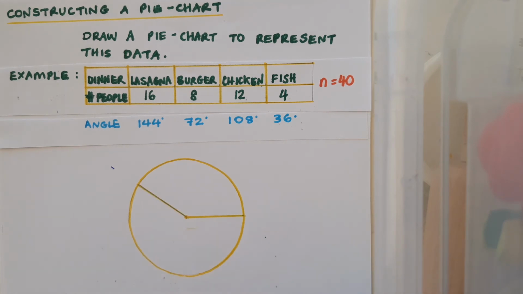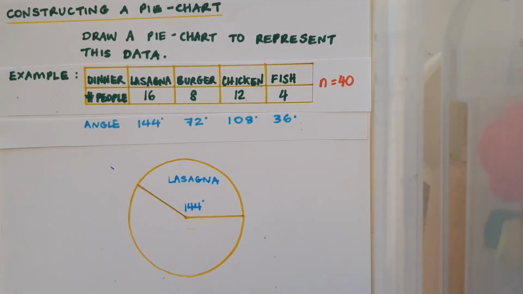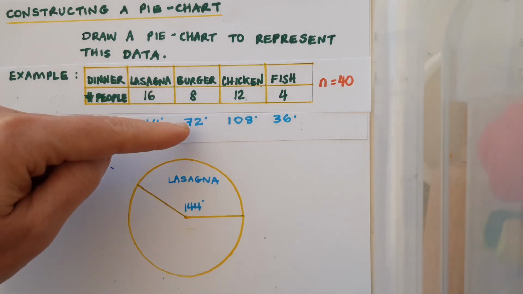Now that I've drawn this portion of my diagram here, I'm going to mark in the size of its angle. That was 144 degrees, and I'm also going to label that portion of the diagram with lasagna. It has been brought to my attention that I may be spelling lasagna wrong, but we'll live with it. So now I'm going to measure out my angle for burgers, which is 72 degrees.